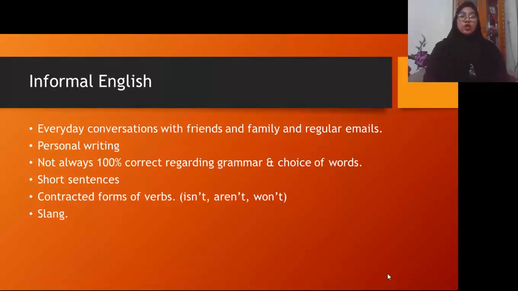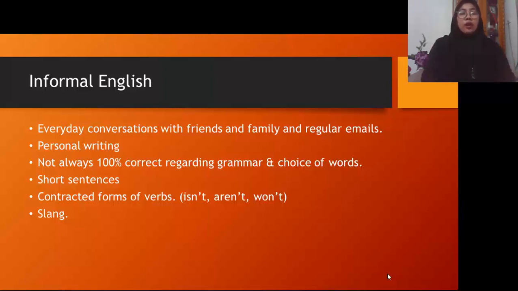Meanwhile, for the informal situation, we can use it in our daily activity. Every day you interact with your friends, maybe with your family, in your house, in your home, or in your school, in your study, in your daily activity with your close friends, you can use the informal language. And of course, when you want to write something, for example a personal letter, you can use the informal language.